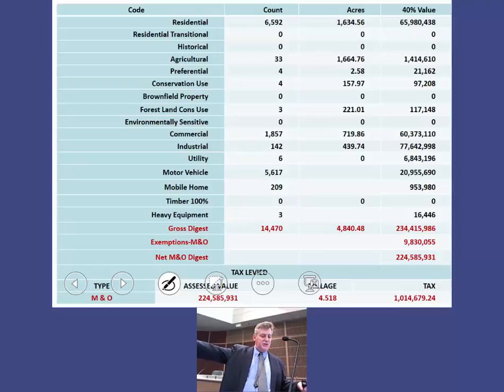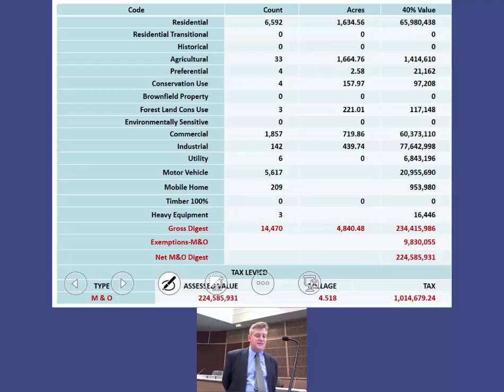The classifications we have, we can go down the list: residential, residential transitional, historic, agricultural, preferential, conservation use, brownfield, forest land, environmentally sensitive, commercial, industrial, utility, and then the special classes of property, which are in value a lot less than the real and personal property that's subject to ad valorem tax.